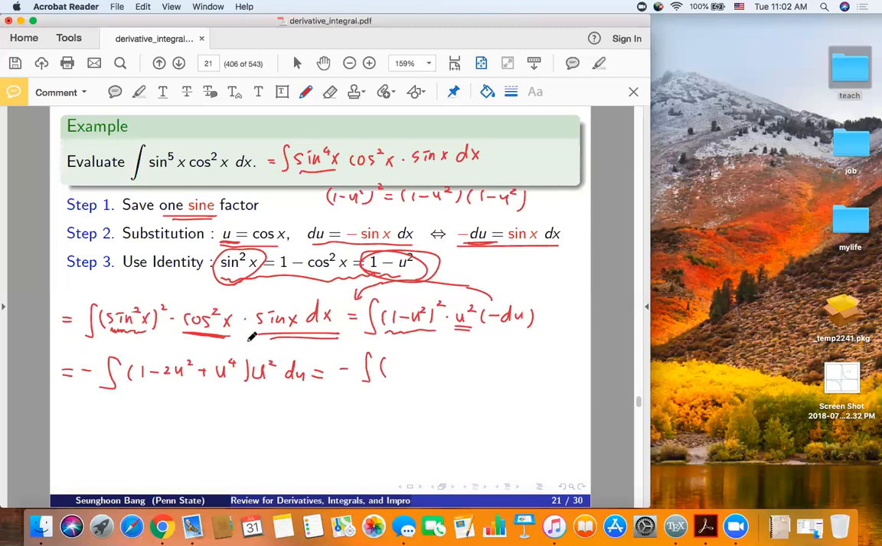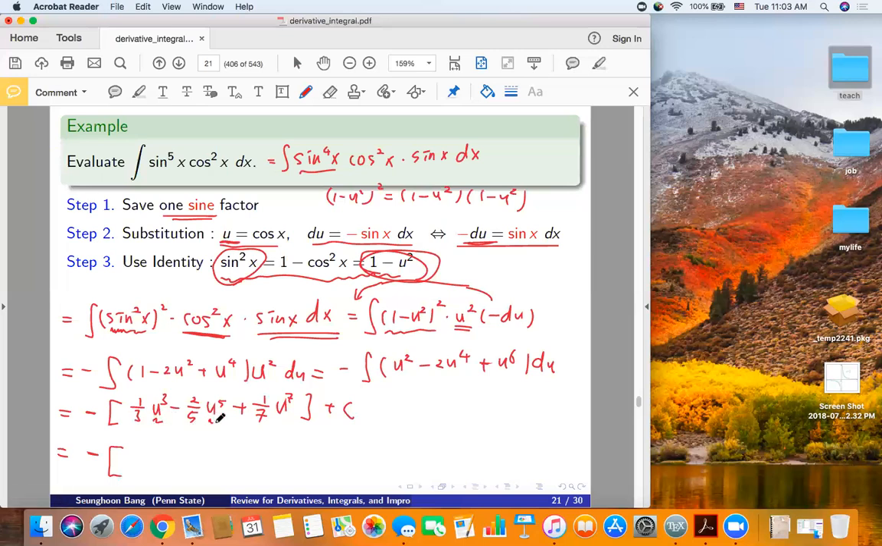Distribute u square. u square times 1 is u square. u square times negative 2u square is negative 2 times u to the 4. u to the 4 times u square is plus u to the 6 du. Next, find the antiderivative, keeping the minus 1. The antiderivative is 1/3 u cubed minus 2 over 5 u to the 5 plus 1 over 7 u to the 7 plus c.